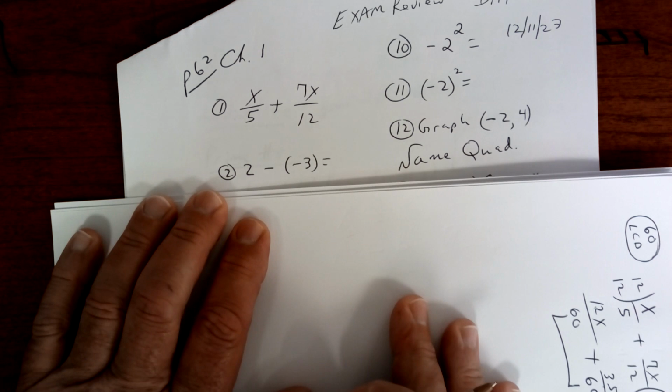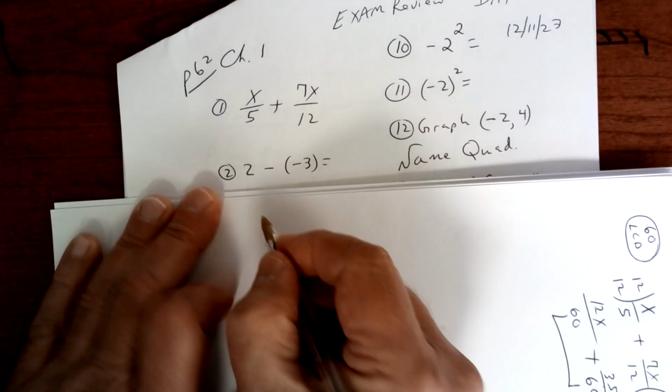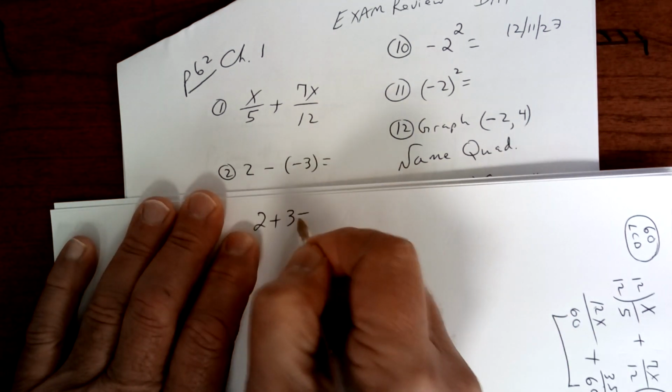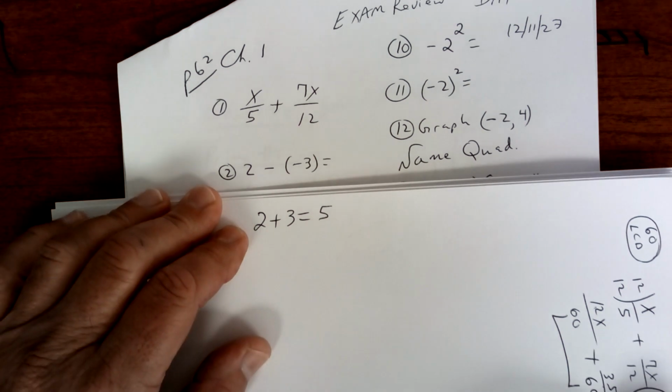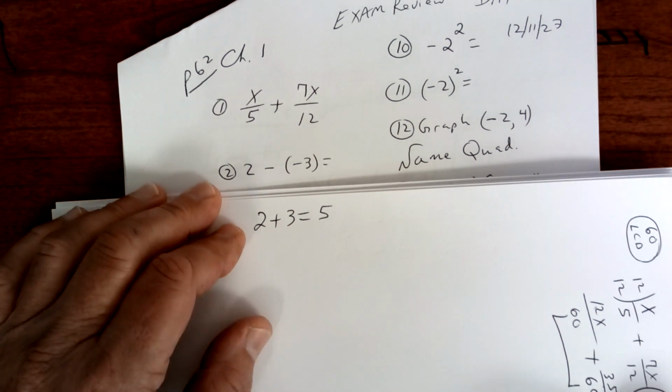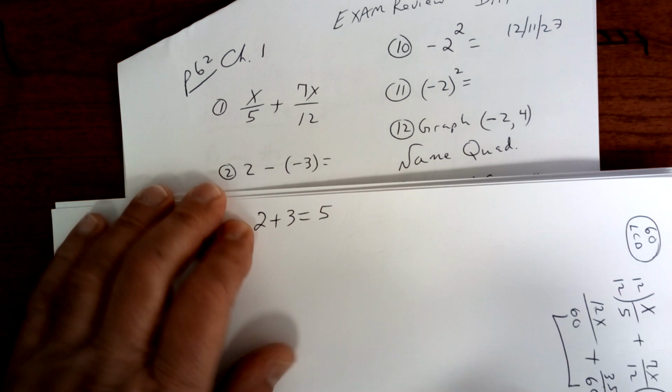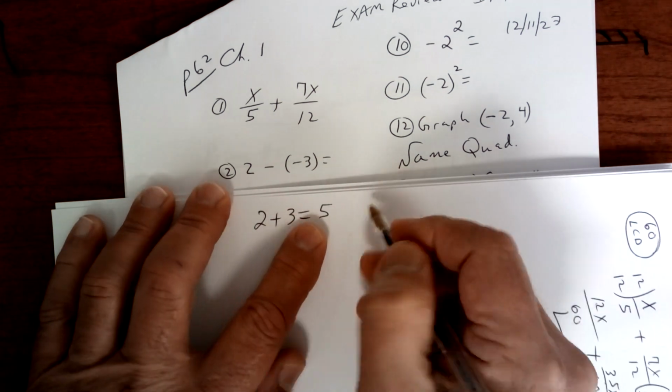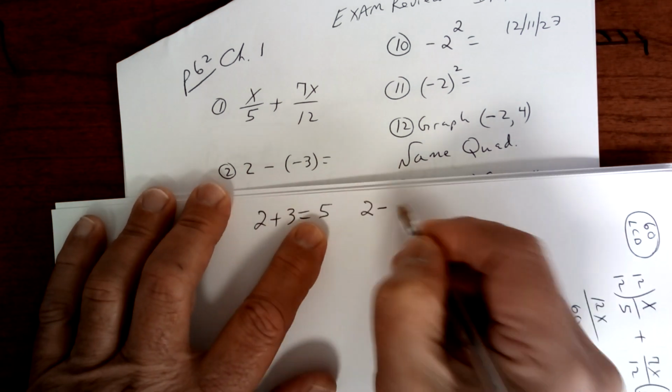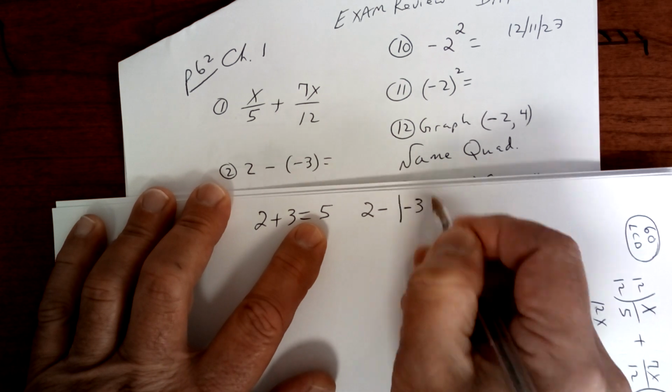Double negatives, so that's going to be a plus. It seems simple, but some kids still miss it. Any questions on that right there? Now that I have that one, some kids think that this is the same thing, and it's not.